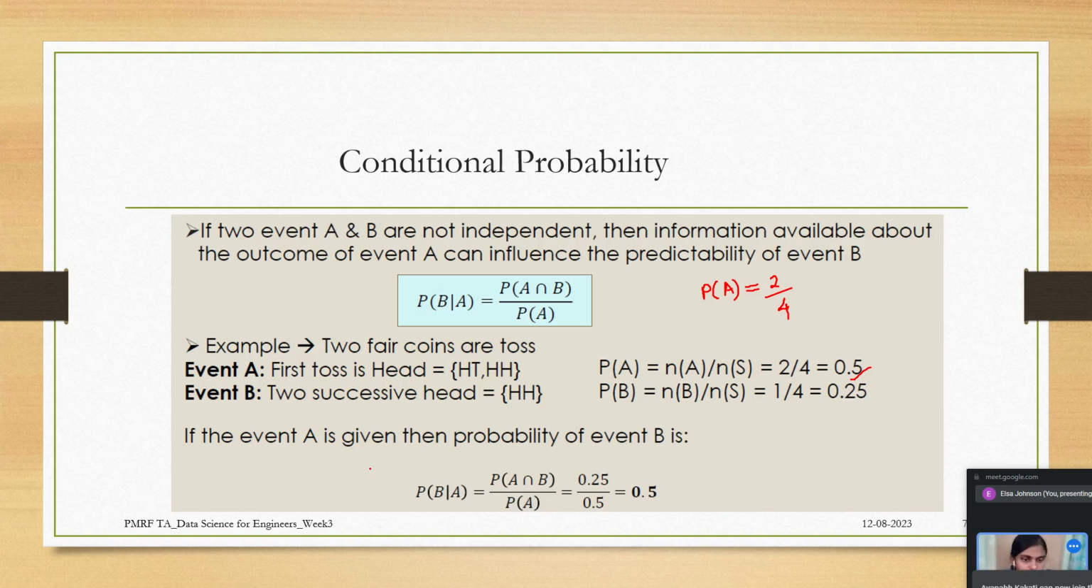So P of B can be written as 1 by 4. That means 0.25.